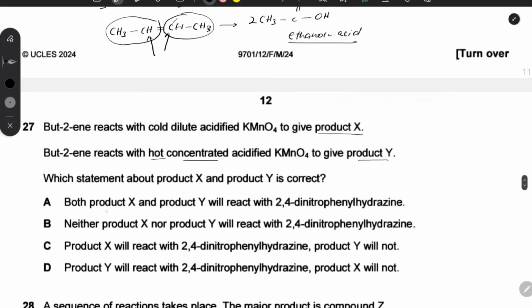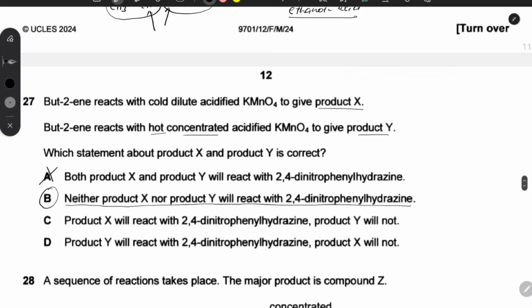So therefore both product X and product Y will not react with 2,4-DNPH. That is why this is the incorrect option. And neither product X, so this is our correct option. They are saying that neither product X nor product Y will react with this reagent. That is why this would be our correct option. So option B is correct.